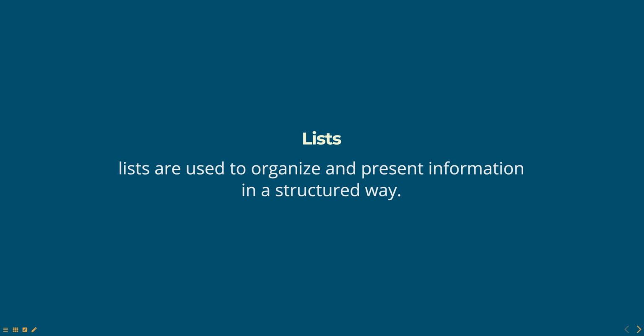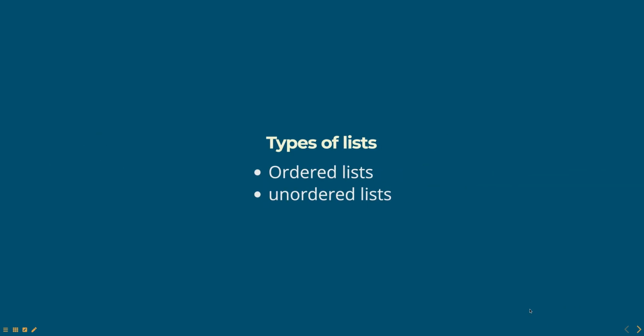In HTML, lists are used to organize and present information in a structured way. There are two types of lists in HTML, ordered list and unordered list.